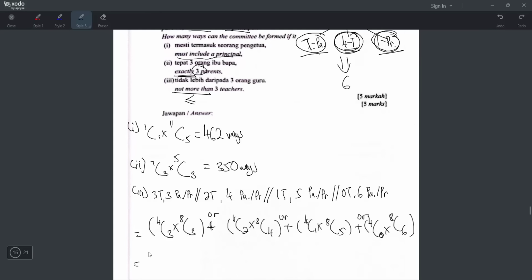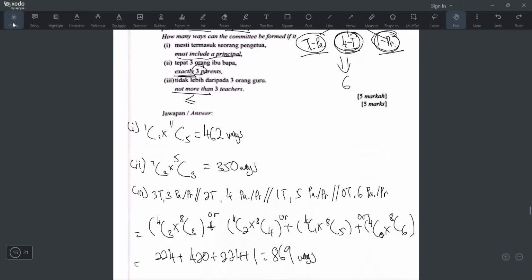Okay, 4C3 times 8C3. Let me press. 224. And then add with 4C2 times 8C4. 420. And then next one, 4C1 times 8C5. Let me press. Wait for me. 224. And then the last one. Okay, 4C0 is just 1. So 1 times 1 is 1. Okay, now add them up. Plus 1 plus 420 plus 224. Okay, 869 ways, right? So that's the answer. All right, that's all.